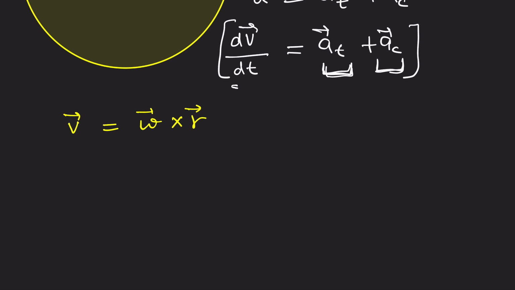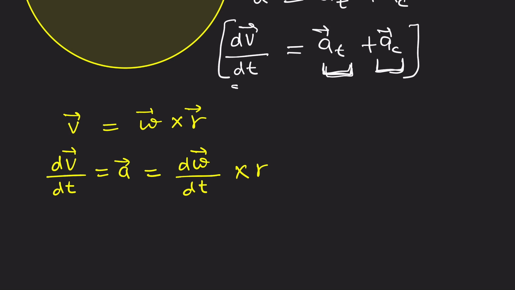Here, if I differentiate this, I will write dv by dt, which is your total acceleration, and that is equal to d omega by dt cross r plus omega cross dr by dt. So that would be the general derivation. Now here, d omega by dt is not going to be 0. It is going to be non-zero.